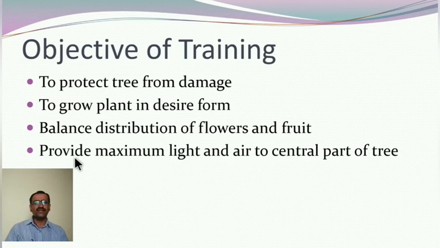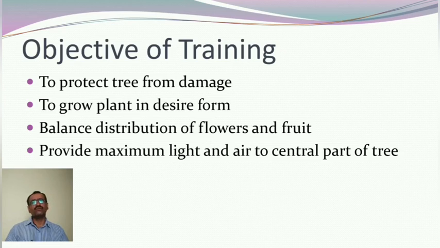And the last one is to provide the maximum light and air to the central part of the tree, as well as to expose the maximum number and surface of leaves to the sun to increase the rate of photosynthesis, which causes more fruit production. We know the role of photosynthesis. Photosynthesis is the only process with the help of which a plant can produce food material.